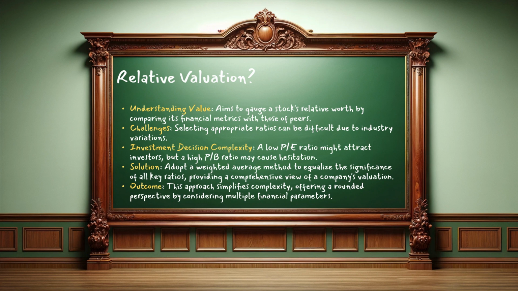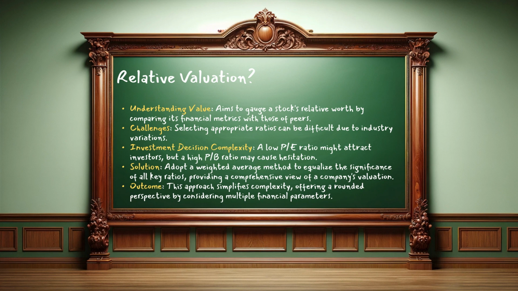A company might show a low price-to-earnings ratio yet a high price-to-book ratio, making the investment decision tricky. Initially, the attractive price-to-earnings ratio may lure you towards investing, but the elevated price-to-book ratio could prompt second thoughts. As the variety of ratios grows, so does the complexity of the decision-making process. Essentially, while one ratio may encourage investment, another could deter it, highlighting the nuanced nature of evaluating stocks.